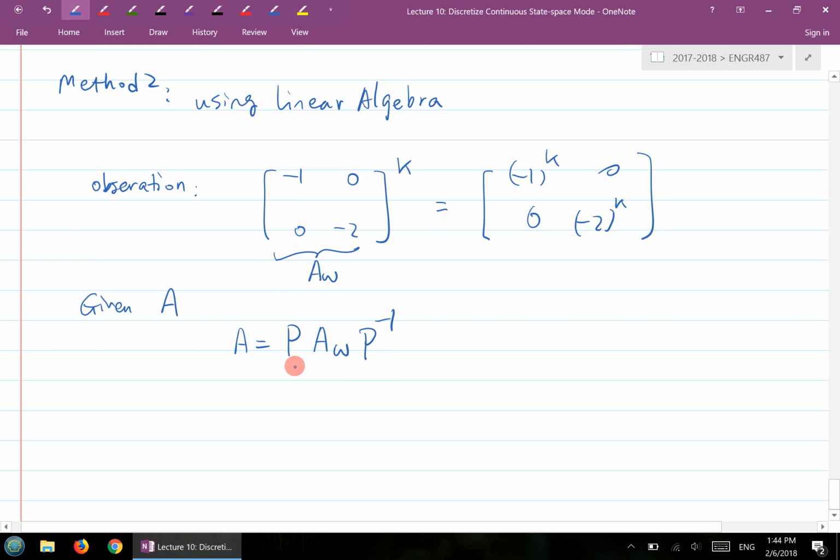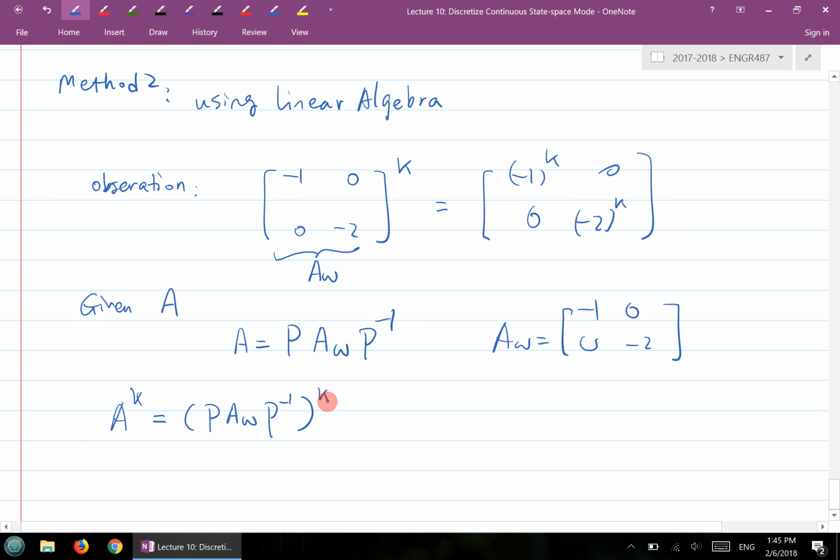So of course, what is that capital P? We're going to have to look at that. But suppose that you are able to write A into this format. So now let's observe the calculation of A to the power of k. A to the power of k is equal to (P AW P inverse) to the power of k.